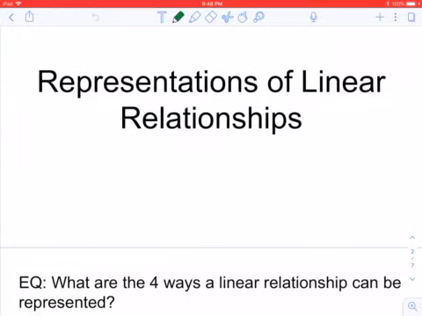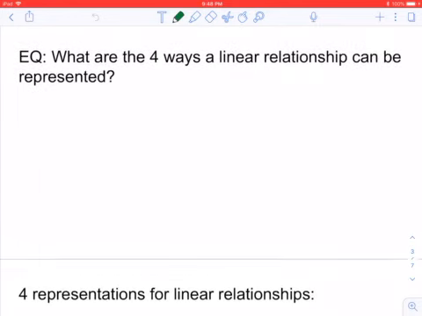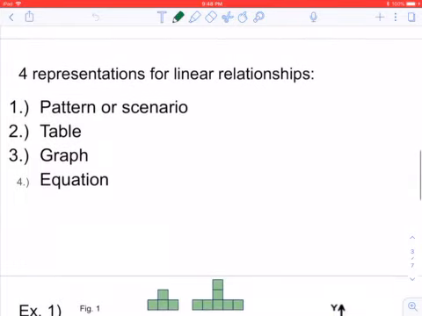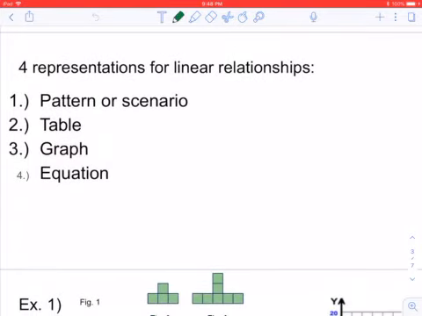All right, today we're doing representations of linear relationships. And your EQ is, what are the 4 ways a linear relationship can be represented? And lo and behold, here they are, 4 representations for linear relationships: a pattern or scenario, a table, a graph, and an equation. Oops, don't know why that got so small. Let's make that bigger. Oh, that's better.